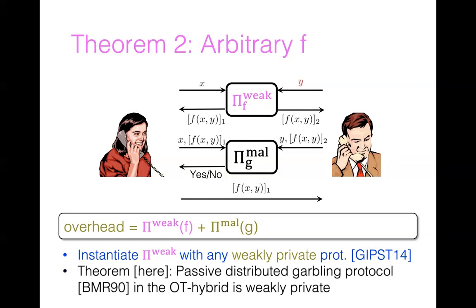This allows us to instantiate this with various protocols: the GMW protocol, BGW, CCD, DI, and so forth. And as I said, another technical theorem we show here is that the passive protocol for the distributed garbling by Bellare et al. in the OT hybrid is in addition weakly private, so we can plug this into this framework. As I said, our results only hold for functions that are efficiently verifiable, where the complexity of g is significantly smaller than f. It doesn't have to be very, very small, it just needs to be an order of magnitude smaller. And then we can apply any of the current concretely efficient protocols that we have for active security for g.